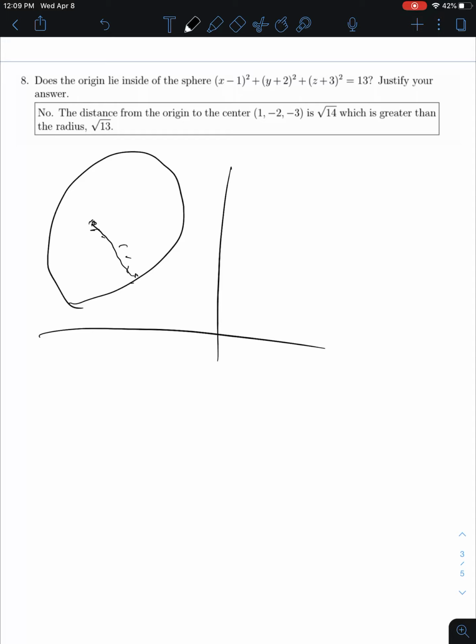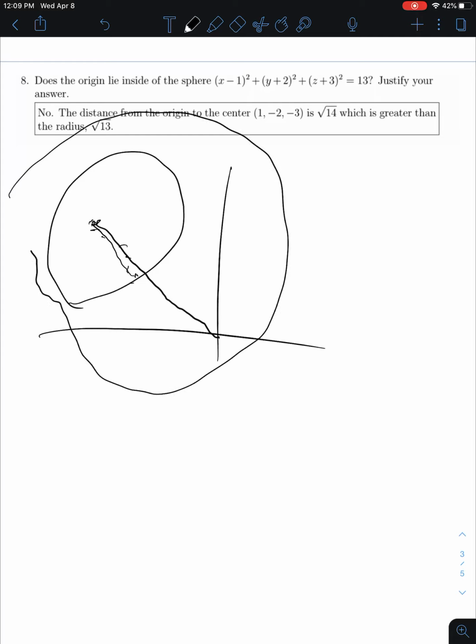right here, or the distance from the center to the outer extremes of the circle that we have, is less than the distance from the center of the circle to the origin. But if we were to draw a bigger circle with a larger radius, then it would be.